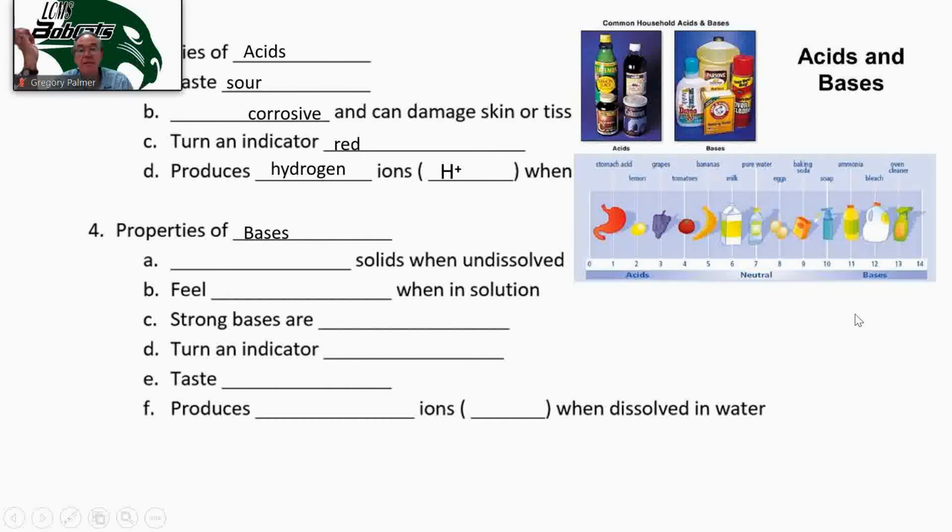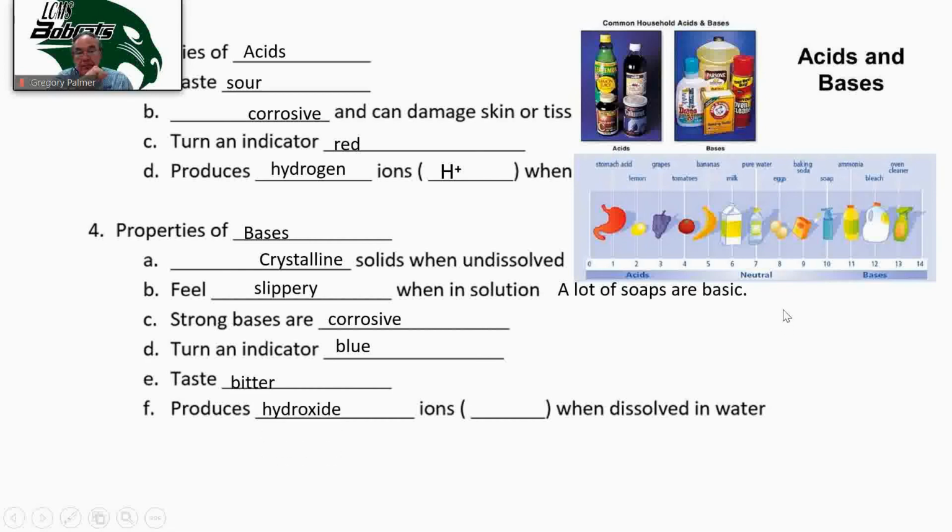So properties of bases. Well, they start off as crystalline solids when undissolved. Okay, so remember the crystalline solids were ionic compounds. And then all these soaps feel slippery when they're in solution. Okay, and there are a lot of soaps that are basic. So you think about, when you wash your hands, they feel slippery. Okay. Bases are also very corrosive. So like oven cleaner and drain cleaner can be very corrosive, like this Drano. Okay, they turn indicators blue, and they taste bitter. They produce hydroxide ions, or OH negative, when they're dissolved in water.